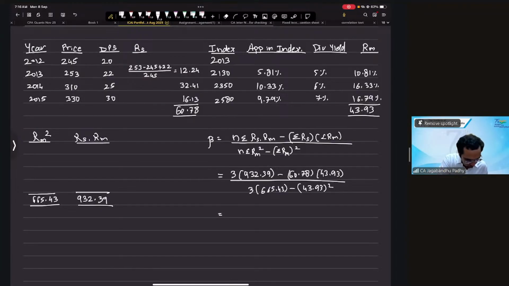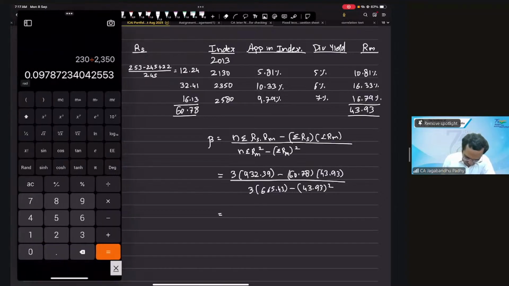What's the total? Yeah, 15.6. Is it? No. Are you talking of only the numerator value? The total beta value. No.